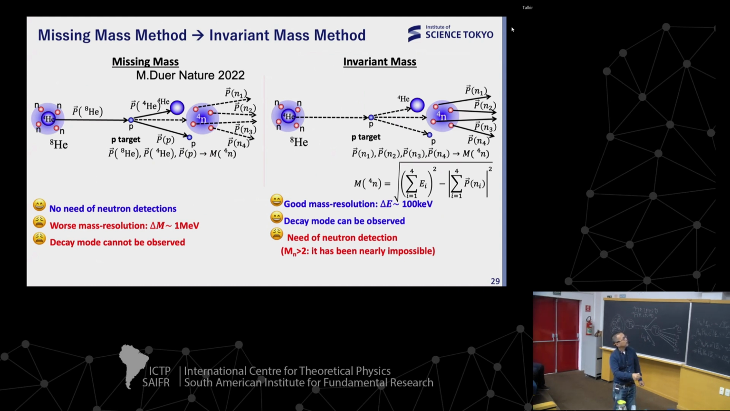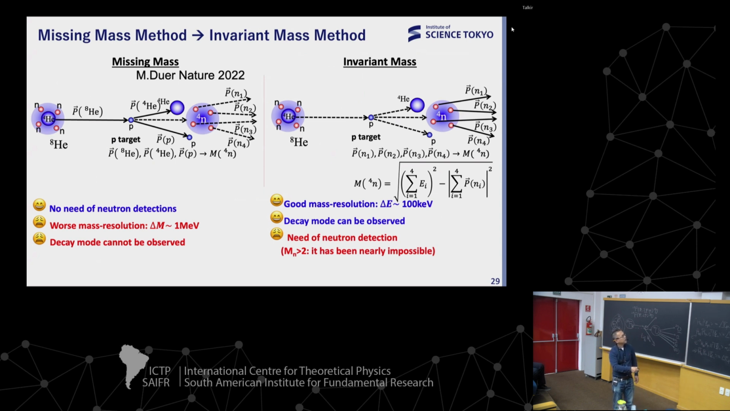Namely, we would like to measure directly the momenta of these 4 neutrons, like what we did for oxygen-28. We have already started measuring 4 neutrons, and then using this simple formula, we can extract the mass. We have good mass resolution, of the order of 100 keV now. And the decay mode can be observed also. Maybe we can distinguish 4-neutron democratic decay or 2-neutron decay or something like this, like we did for oxygen-28.